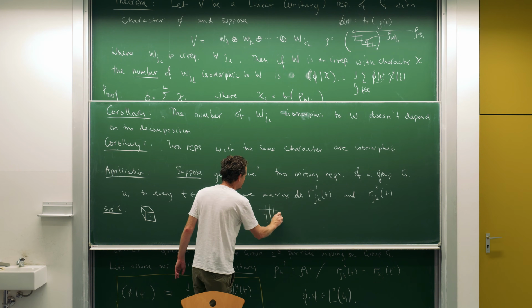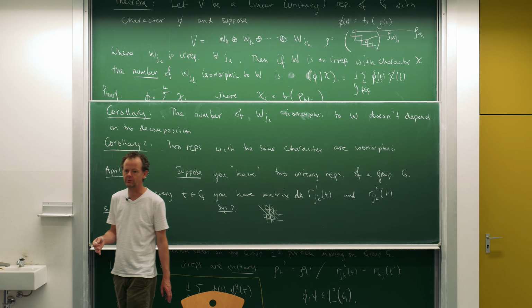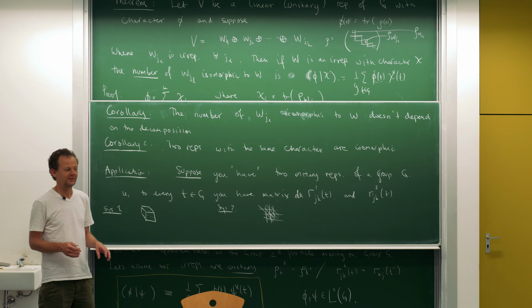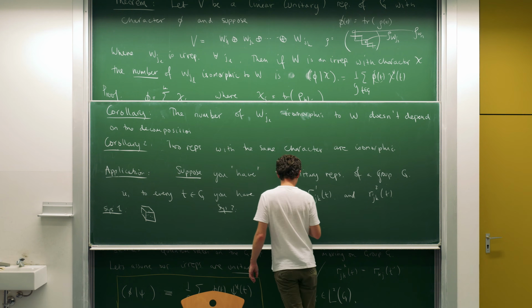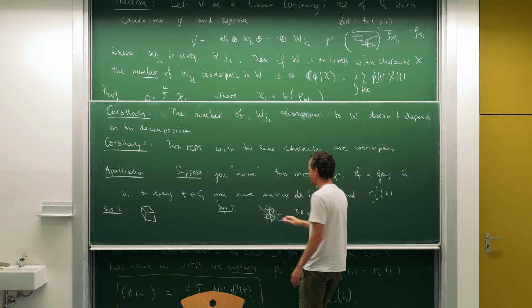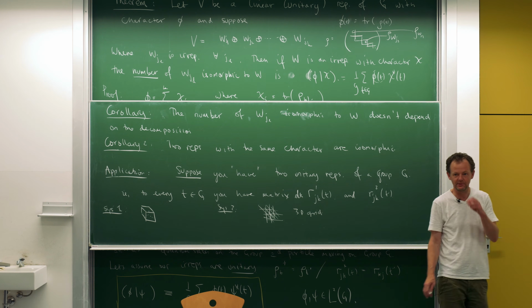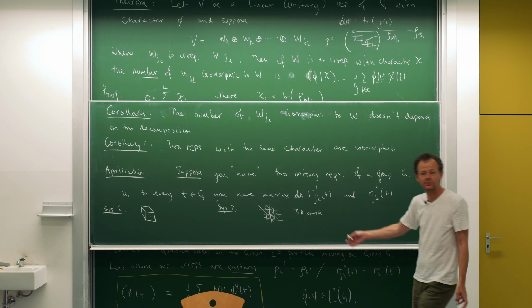Here's a lattice system. It's a cubic lattice system, so it's three-dimensional. Try to imagine a three-dimensional grid. Okay, that's a 3D grid. And then you've got some electrons hopping around on this three-dimensional grid. What symmetries does the three-dimensional grid have?